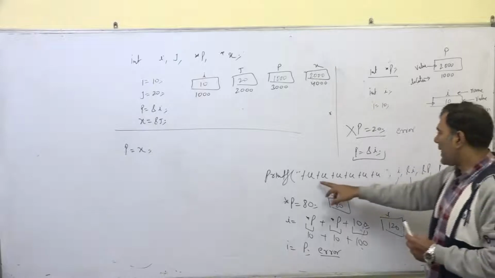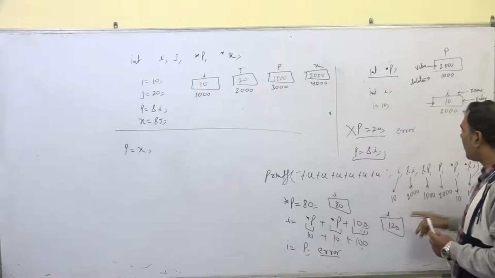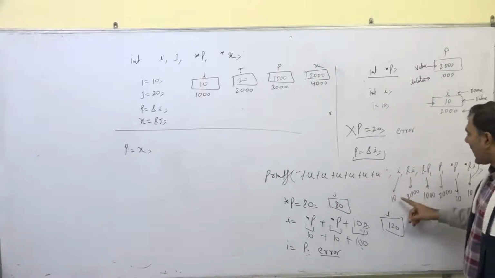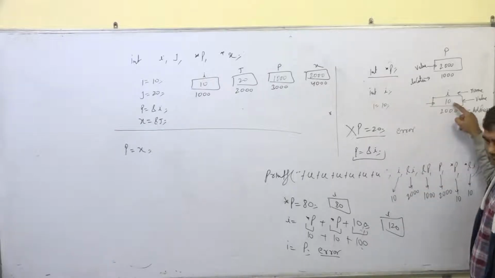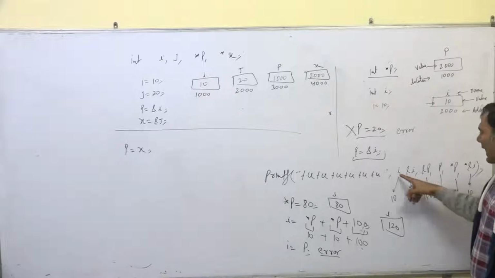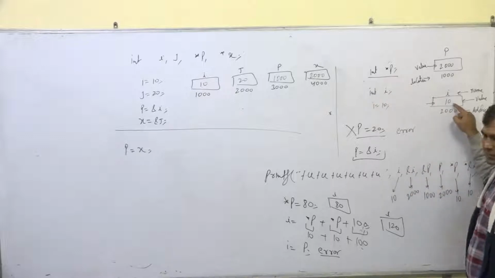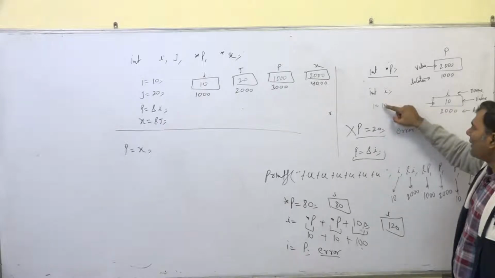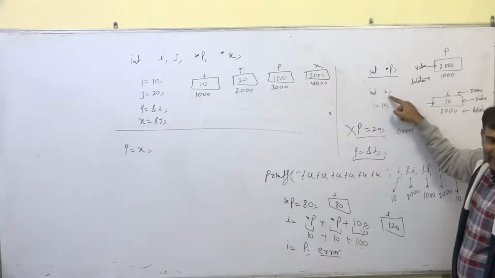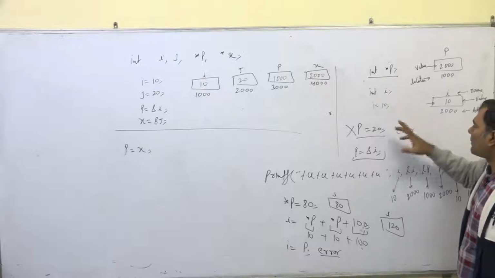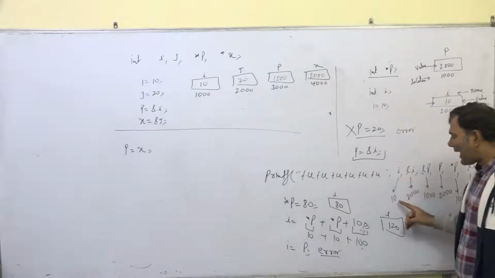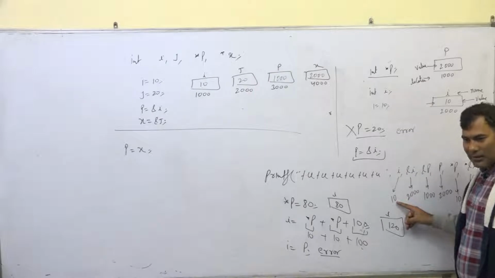So if someone asks you what is the output of this printf, the first output is what? I means 10. Yes, I means value. Why? I is a normal variable. So I equal to 10. So someone may ask you what is the output of I? 10 or not?